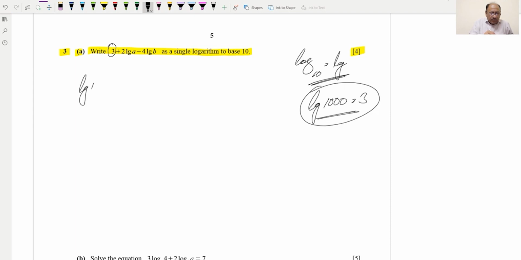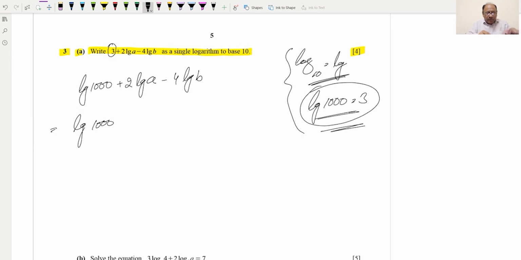So our equation will become this one, and the rest of everything I will just copy, and this will be 4 log p. Now we have utilized these two rules and we got this. So basically one rule, which is this one. Now we can rewrite it as log with base 10 of 1000, and 2 we can write as a power of a, so it will be plus log of a squared, and this one we can write as b squared, so log of b raised to 4.